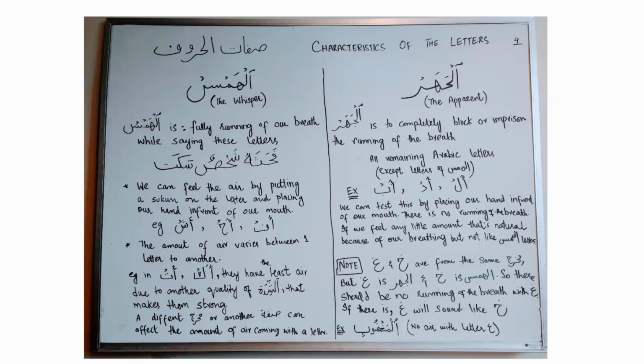So the characteristic of Hams and Jahr is related to the running of our breath with the letters. In the case of Hams, there is full running of our breath while reciting the letters فَحَثَّهُ شَخْصٌ سَكَتْ. And other than these 10 letters, the rest of the Arabic letters are all Jahr letters. There is a complete imprisonment of the flowing of the breath while pronouncing the rest of the Arabic letters. I hope Hams and Jahr are clear to you.